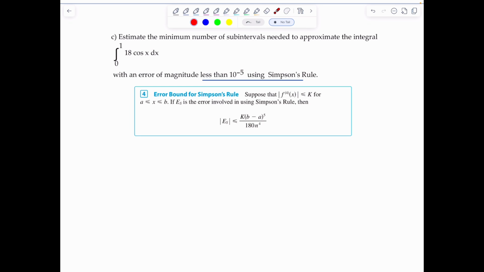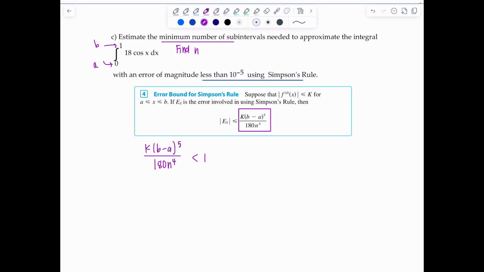Okay. So first let's find k, because pretty much everything else is given, right? Can you identify what's going on? This is b and a. We need to find n, so estimate the minimum number of subintervals. We're finding n. And we need this error, so we need k times b minus a to the fifth over 180 n to the fourth to be less than 10 to the negative fifth.